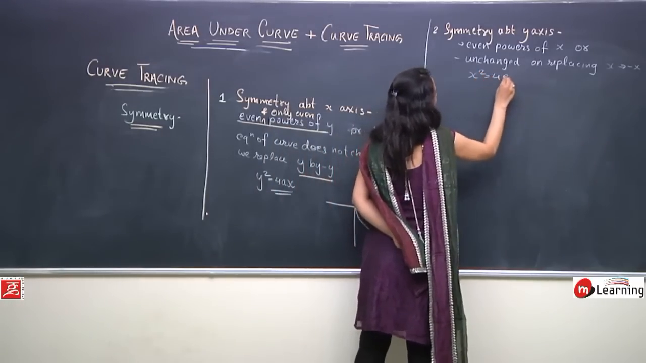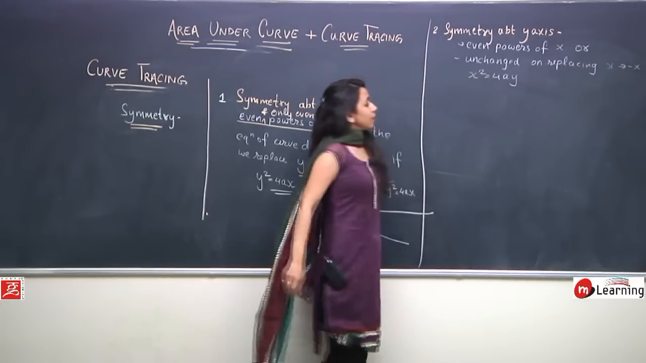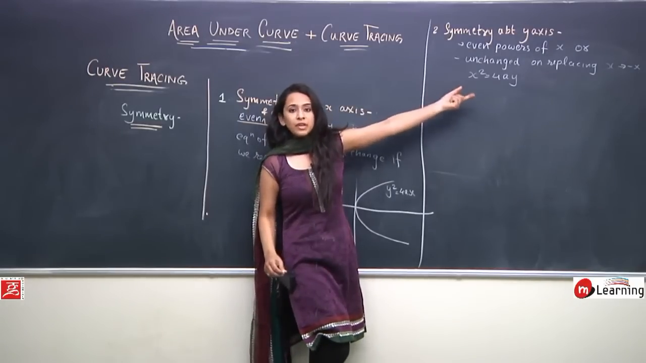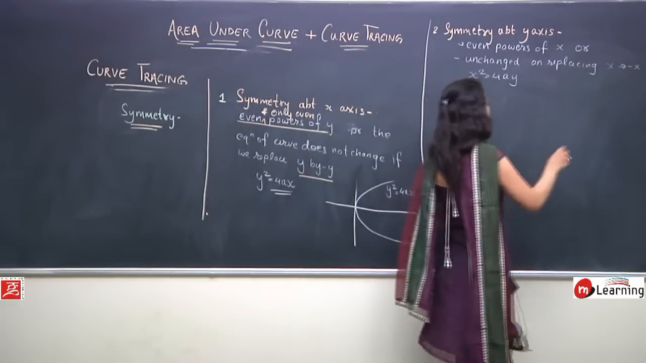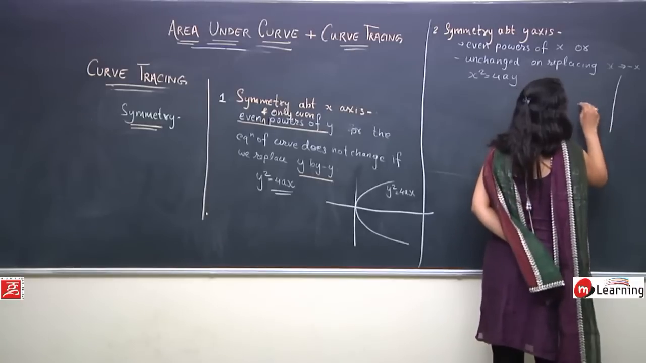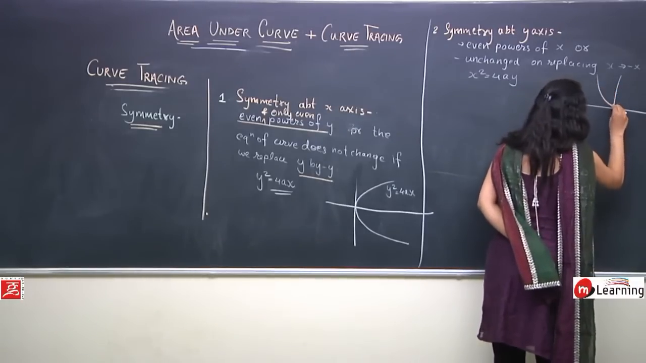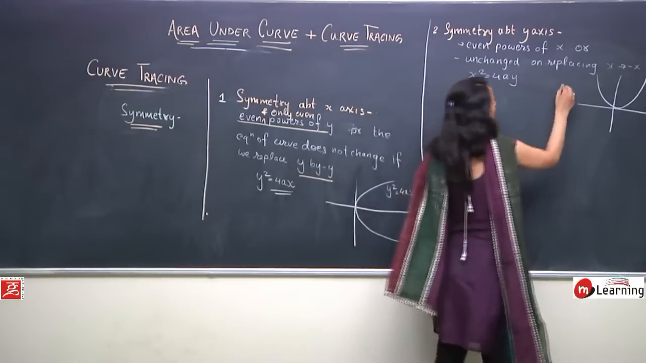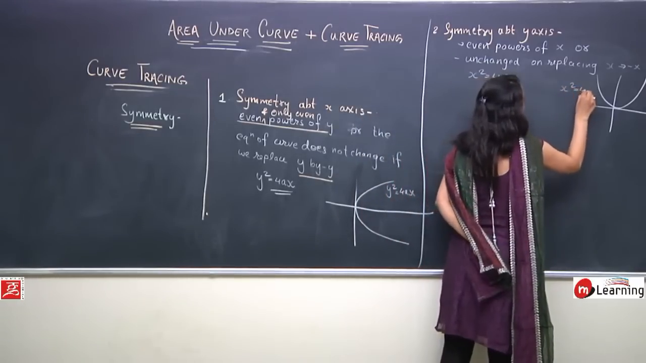For example, consider the curve x square equals to 4ay. Even powers of x, even if we change x by minus x, this equation of the curve does not remain changed. So this curve is symmetrical about y axis. तो अगर हम इसे draw करेंगे तो it would be something of this form. So this is my curve x square equals to 4ay.